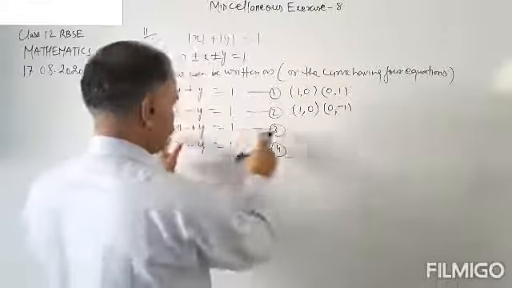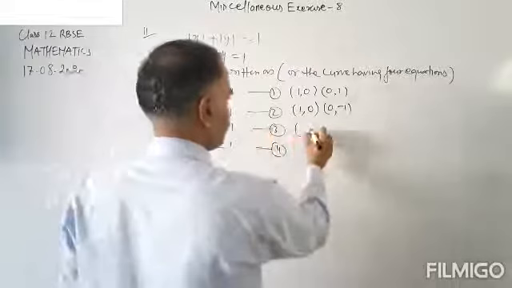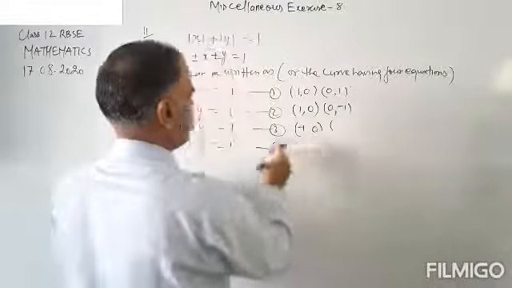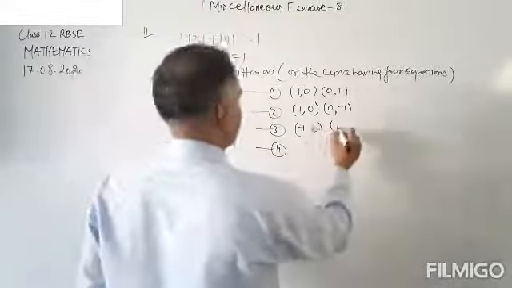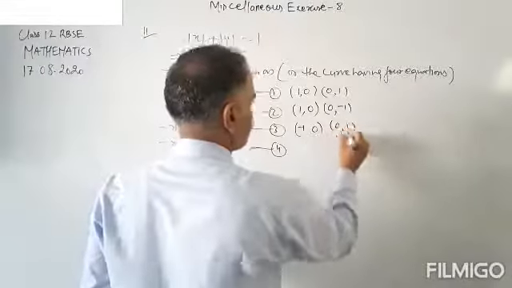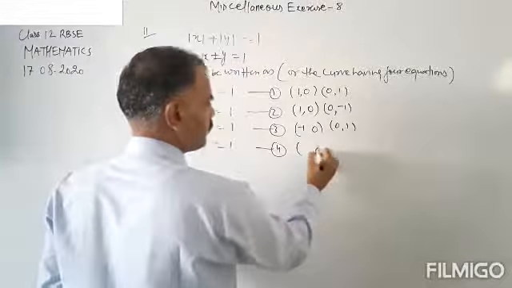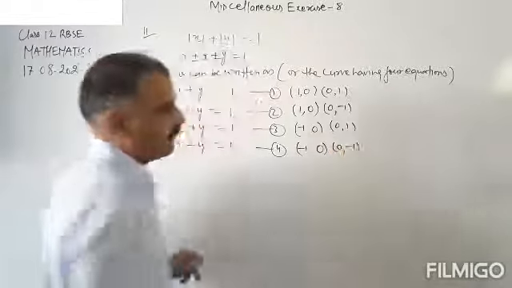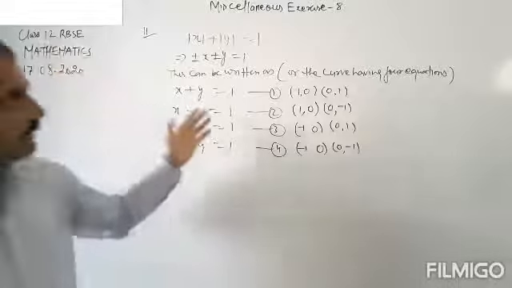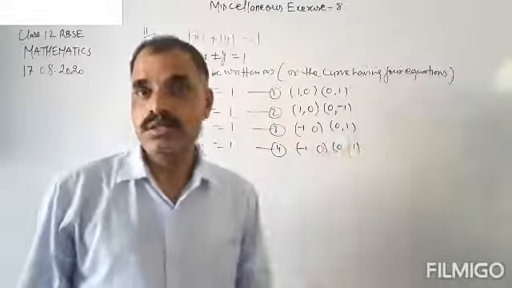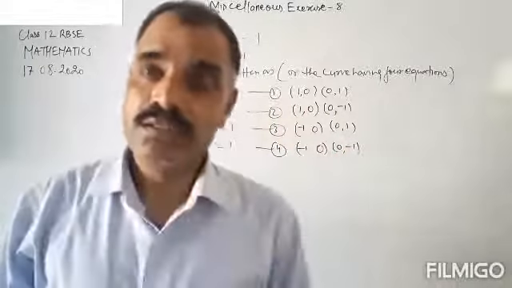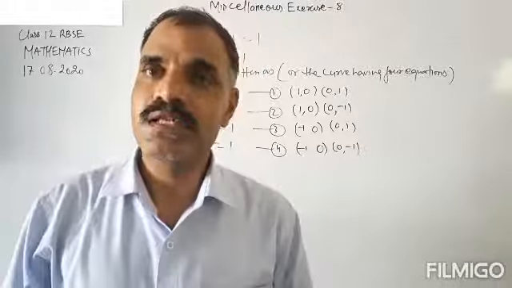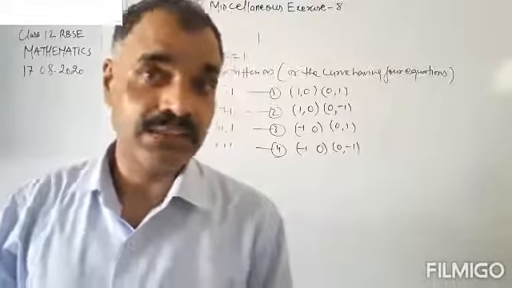Now the solutions of the third equation. y equals 0, x equals minus 1, and x equals 0, y equals 1. And lastly, y equals 0, x equals minus 1, and x equals 0, y equals minus 1. So these are the 2 solutions of each of the equations. Now we have to plot these points on the 2-dimensional Cartesian plane.